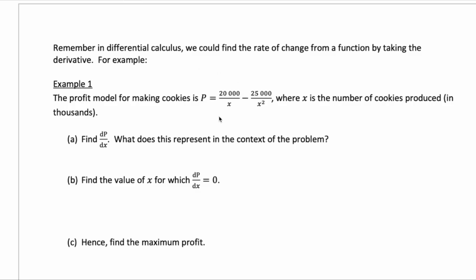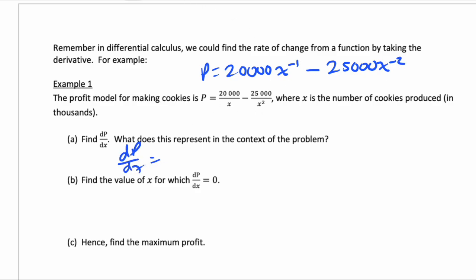Okay, here we have an equation, or a model, for profit, and let's prep it first so we can find the derivative. So P equals 20,000 x to the power negative 1, because it's in the denominator, minus 25,000 x to the power negative 2. And then when we find the derivative, we're ready to go. We can just use the power rule.